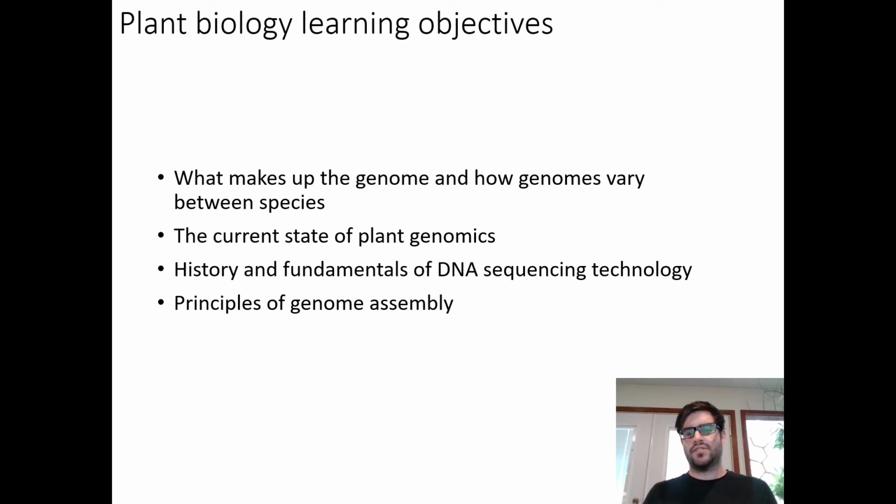And so in the next notebook, we will be doing some comparative genomics where we look at what's in the genome and how that varies more specifically between species. We talked about the current state of plant genomics and how thousands of genomes have been sequenced, and this has been aided by improvements in sequencing technologies. We talked a little bit about the history and the fundamentals of DNA sequencing technologies and how this has changed over time. And then we talked about the principles of genome assembly, how fundamental algorithms work, and the different programs that we can use to do this.